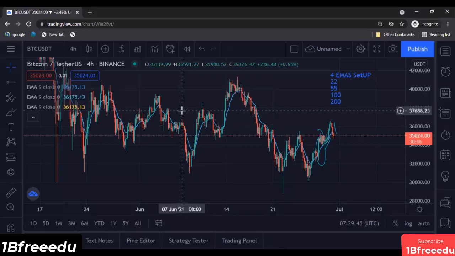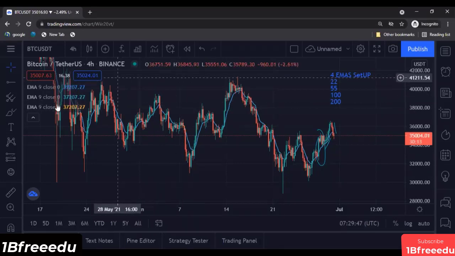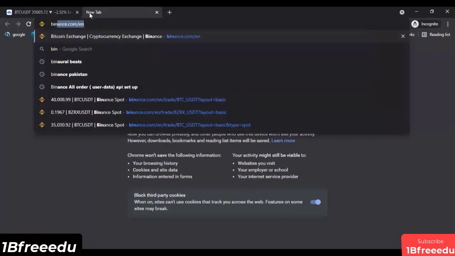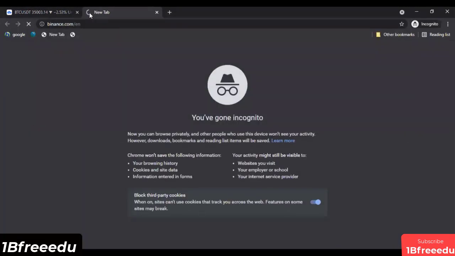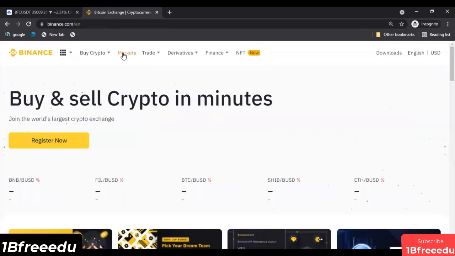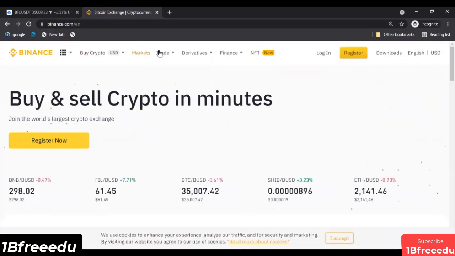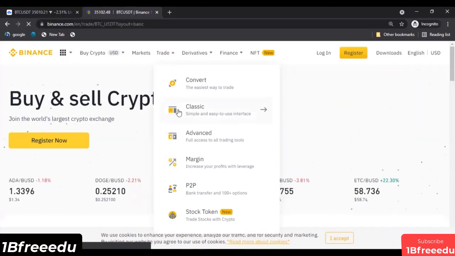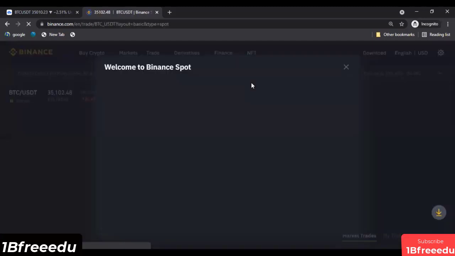So basically what is happening right here is that it is only allowing 3 indicators on the free account. So what you can do is you can go on another website known as Binance. Basically, this is the exchange which we will later talk about. But from here, you can select market, you can select classic trade, and here also you can get a chart.